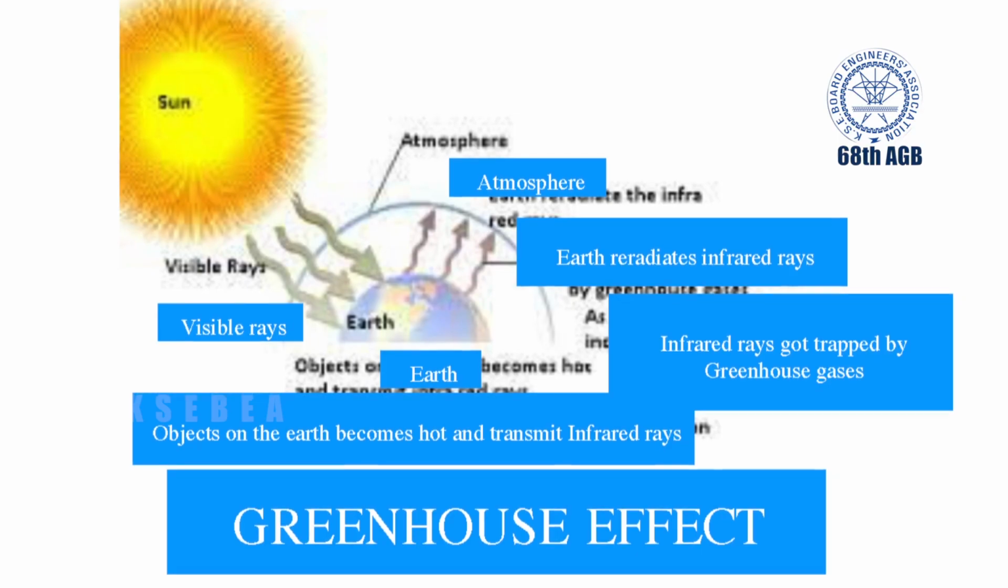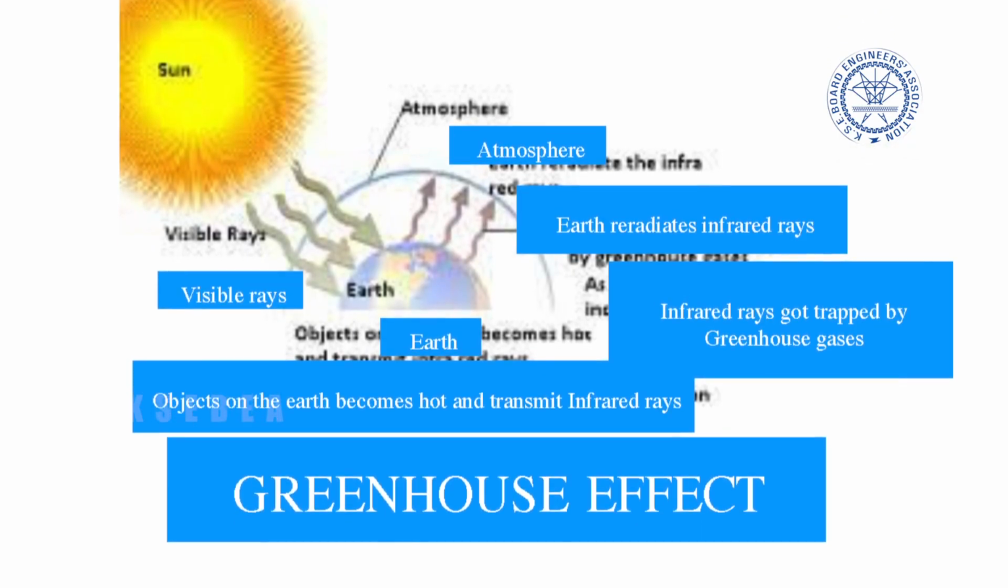Sunlight will be easily allowed into the greenhouse, but this infrared rays will not be allowed to get out of the greenhouse. With the result, the greenhouse will be hotter. Its temperature will increase. This is in short what is called greenhouse effect. Similar thing is happening on the surface of the earth also.